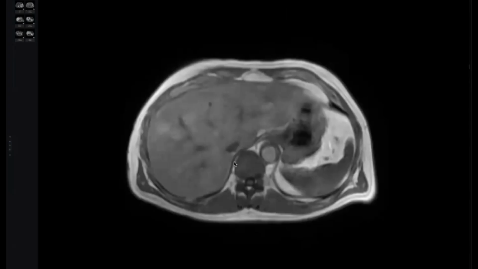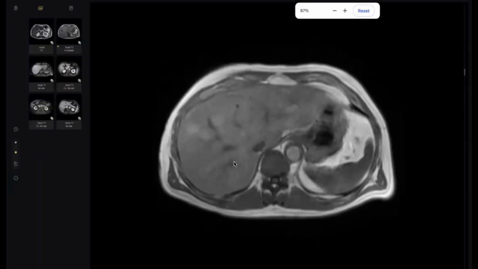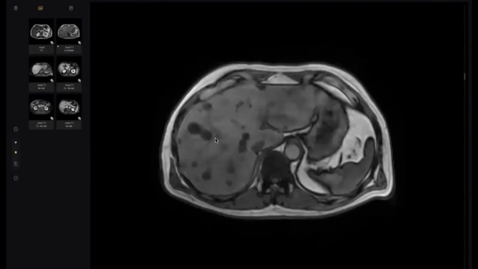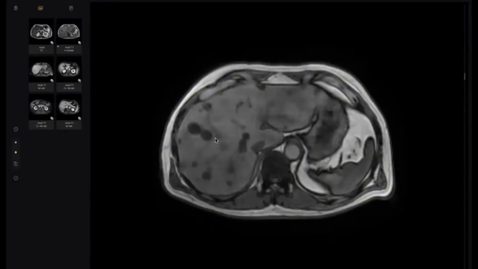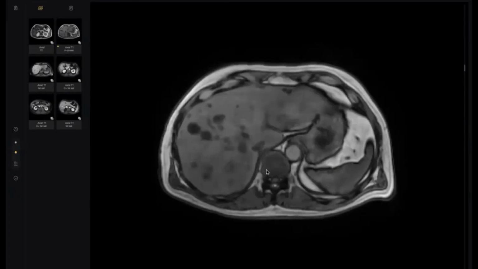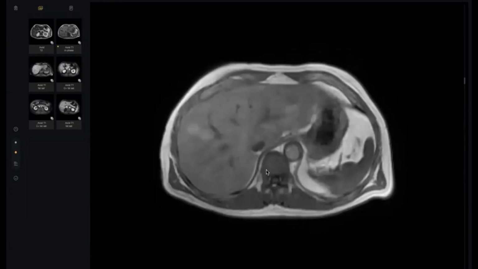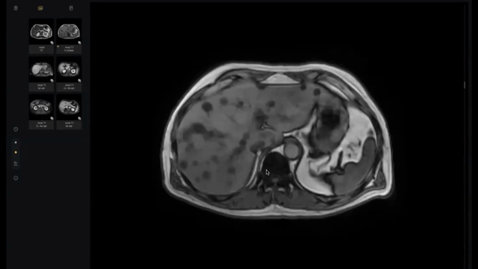STIR suppresses macroscopic fat. Okay, macroscopic. But in and out of phase, microscopic fat. Very big difference. And by the way, this is a very important question in the exam. Okay, my colleagues, I think I covered most of the questions related to this case and related to fat suppression sequences. What is the evidence that out of phase only suppresses microscopic fat?